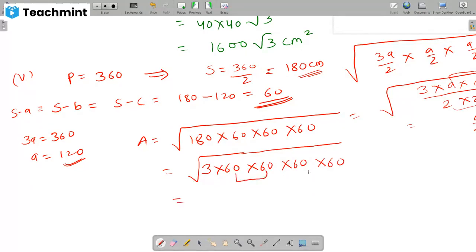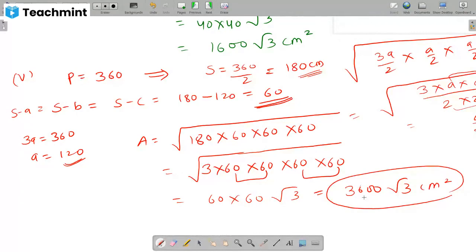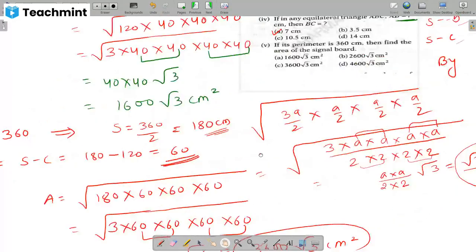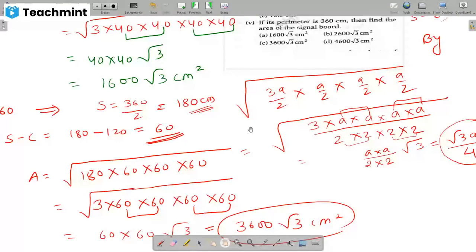Okay, keep it simple. So we have a pair of 60s. So the answer will be 6 sixes are 36, 1200. Yeah. So which option is correct out of this? I think option number C. C. Yeah. Clear?